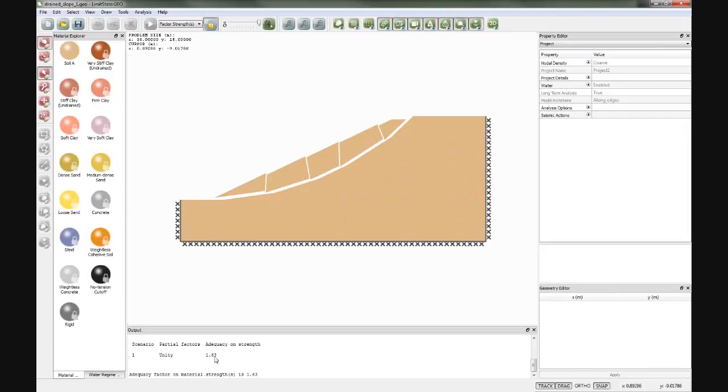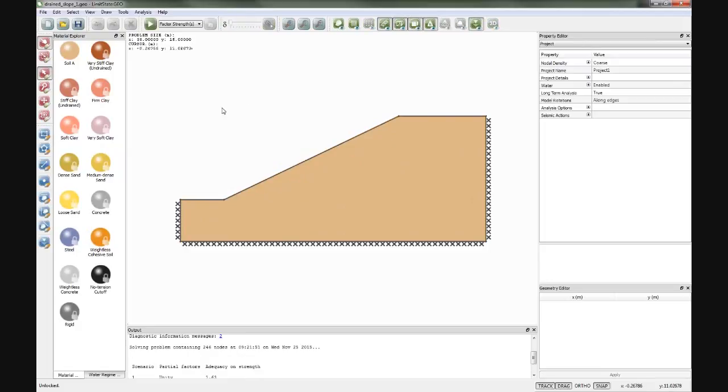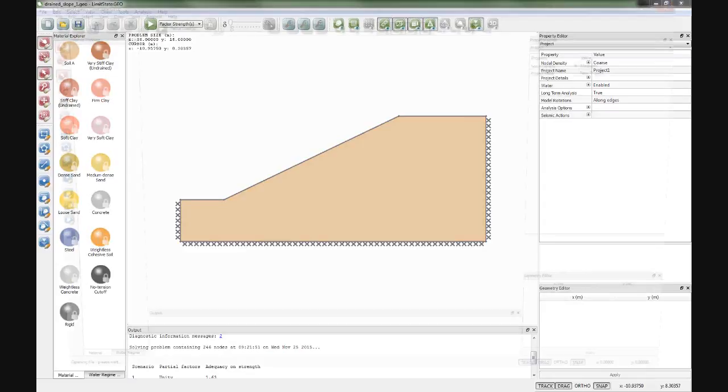But of course, it has been widely used and verified. So we get a very close comparison there. So that's the method of slices. We'll come back to that a little later, but I'd also like to look at planar slides. So I'm going to open up another file.